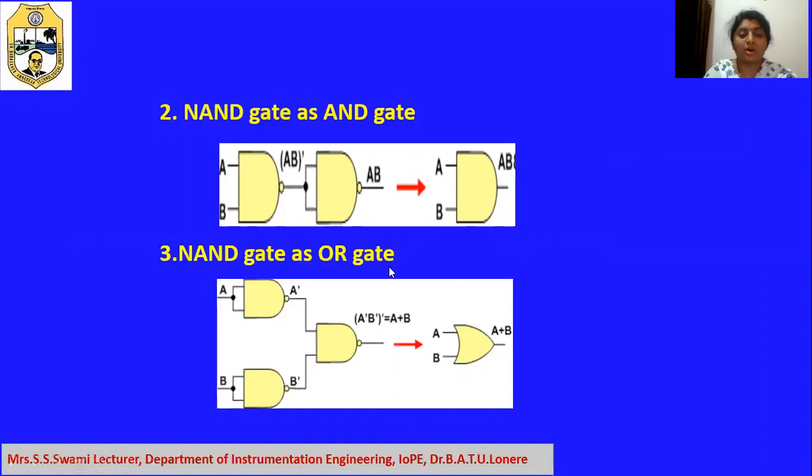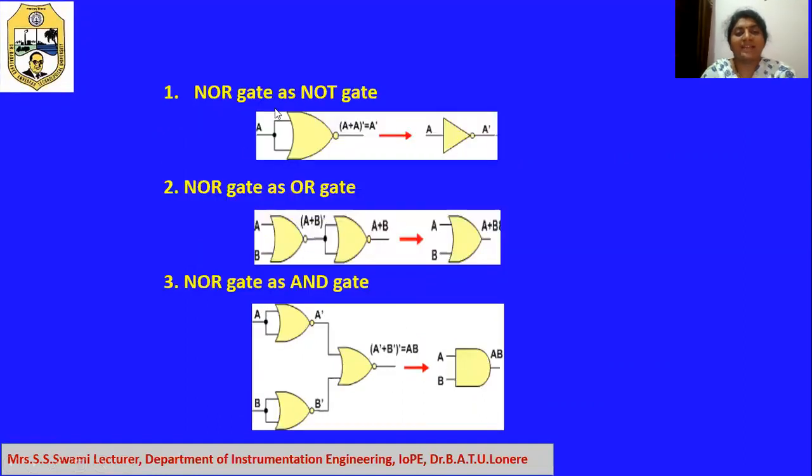So NAND gate as OR gate. When A is given to this NAND gate, B is given to this NAND gate, output will be A transpose. Here output will be B transpose. When these two are given as inputs to another NAND gate, we are going to get (A transpose into B transpose) whole transpose. That is equal to A plus B. And this is our normal OR gate. When we give input A and B over here, we are going to get A plus B. So A plus B, A plus B, same. In this way, this NAND gate works as an OR gate.